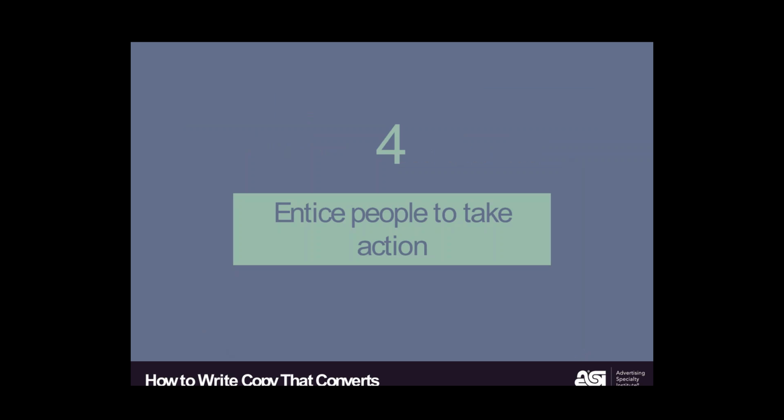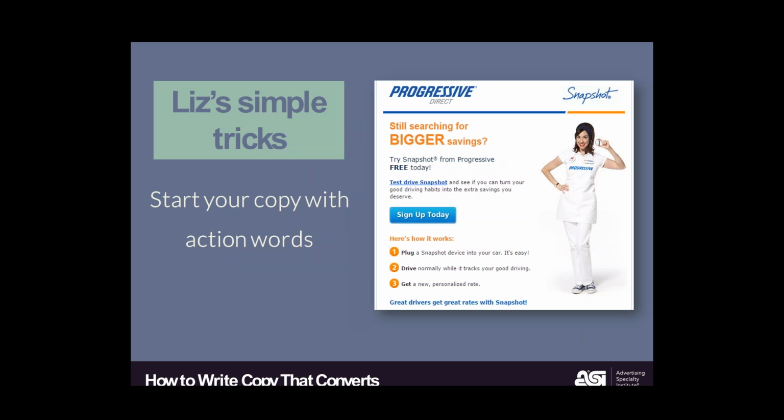All right. Our 4th guideline is to entice people to take action. This is one of my favorites. So the best way to do this is to put your verbs first in your copy. It really does make someone want to do something by putting them first.